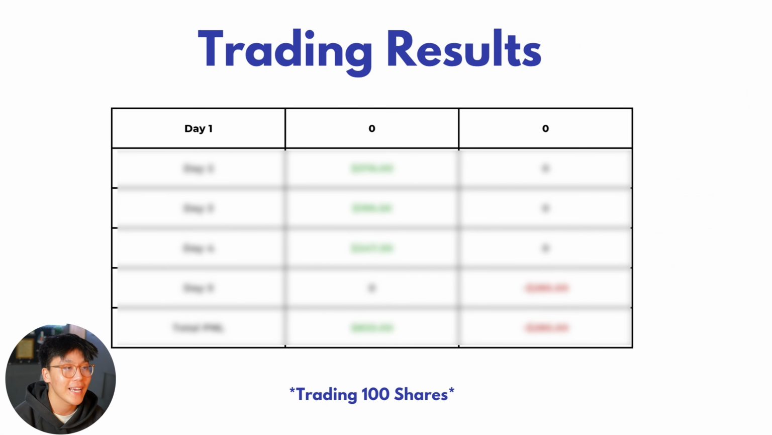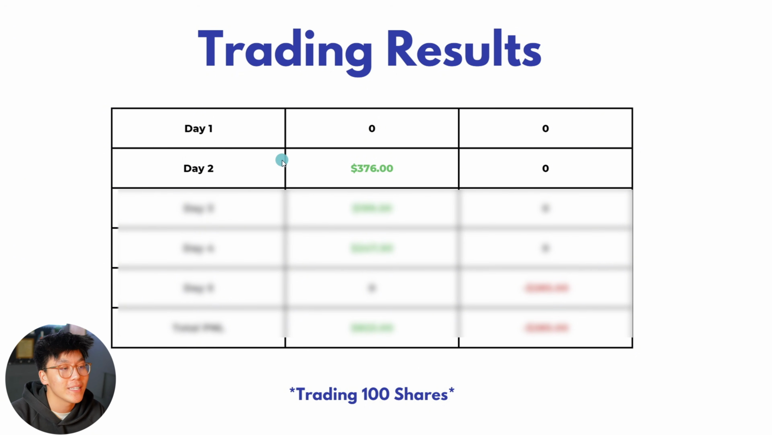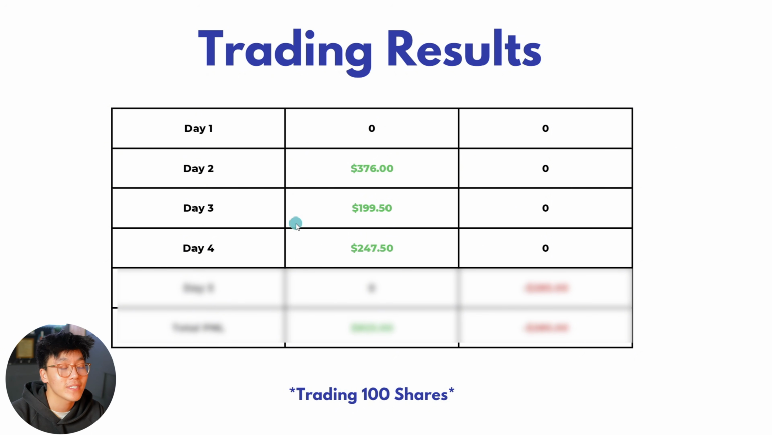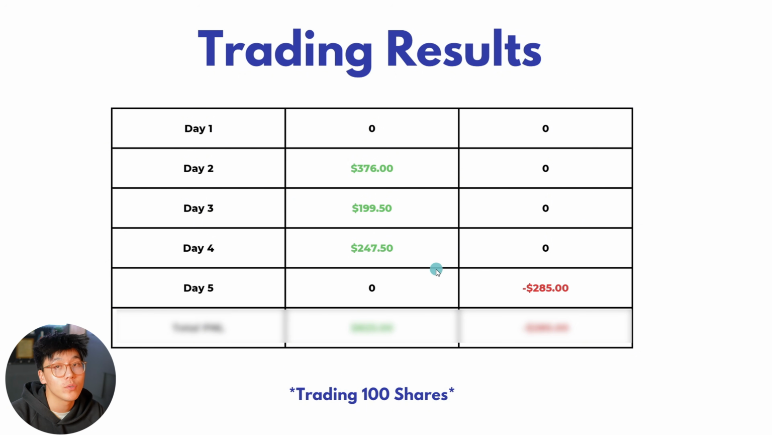So as you can see, I have the trading results pulled up. On day one, we didn't win and we didn't lose, so it was a net break-even day. On day number 2, we ended up making $376. On day number 3, we ended up making $199.50. Day number 4, we ended up making $247.50. And then in day number 5, we ended up losing $285.